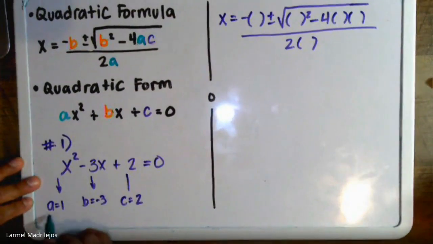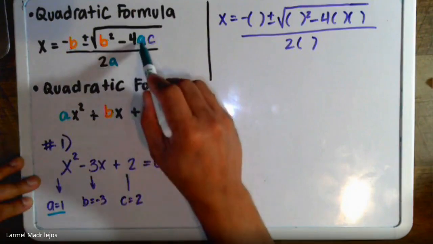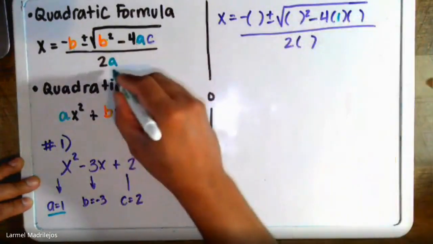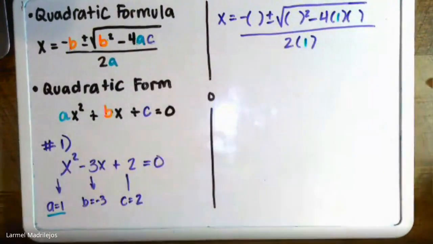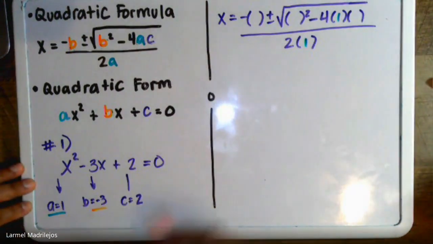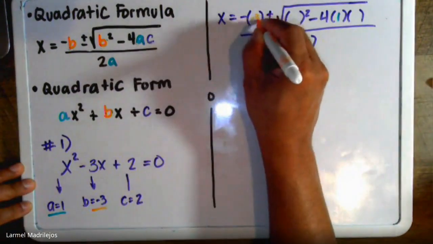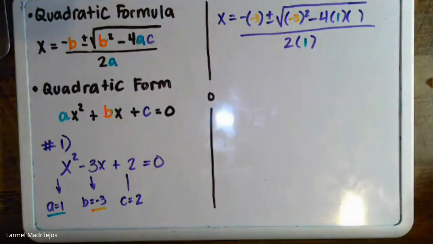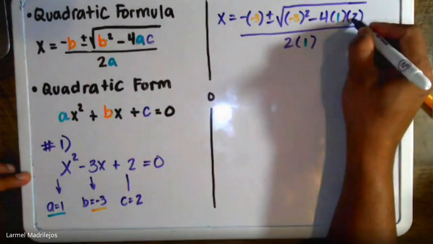My A is going to be 1. Remember, A is the one next to the 4, which is 1, and the 1 next to the 2. My B is negative 3. I'm going to write it here, negative 3, negative 3. Next, my C is positive 2. I'm just going to write the purple 2.